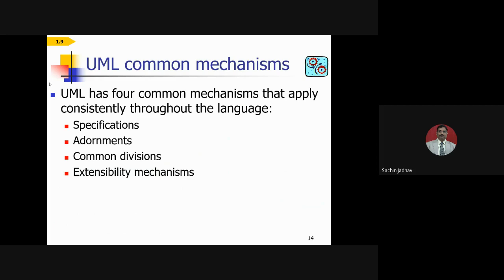Okay, so basically UML has 4 common mechanisms. What are the different kinds of mechanisms UML is using? UML has 4 different kinds of common mechanisms that apply throughout the languages of the UML. These common mechanisms are specifications, adornments, common divisions, and extensibility mechanisms. I'll discuss them one by one.